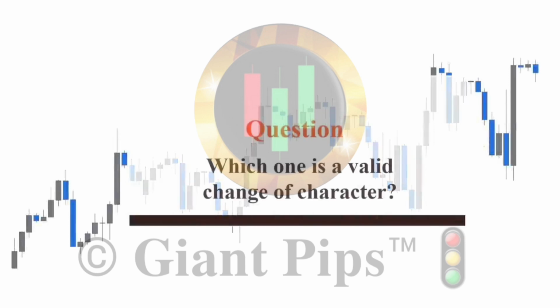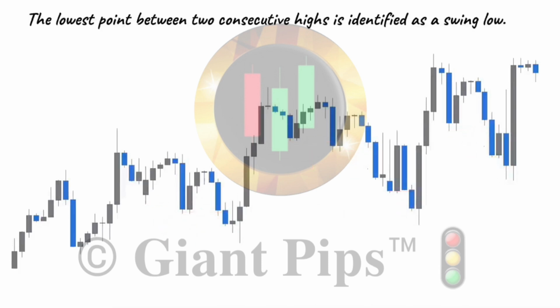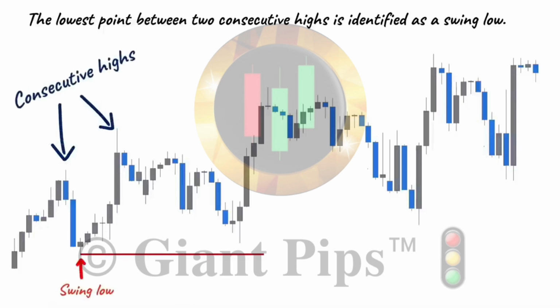So here is the question. Which of these breaks are valid and considered a change of character? To answer this question, first we must identify our swing lows. In the bullish scenario, the lowest point between two consecutive highs is identified as a swing low. Here we have two consecutive highs. So the lowest point between these two is our swing low.